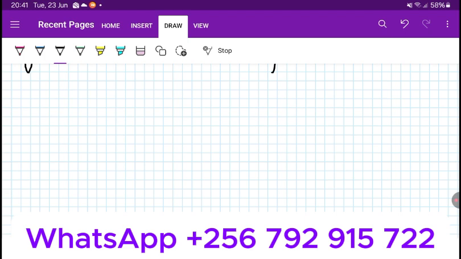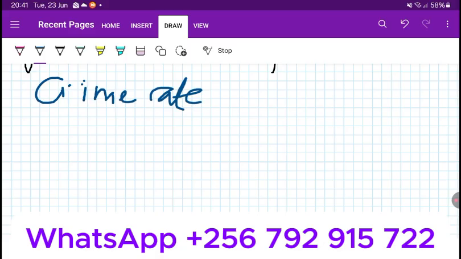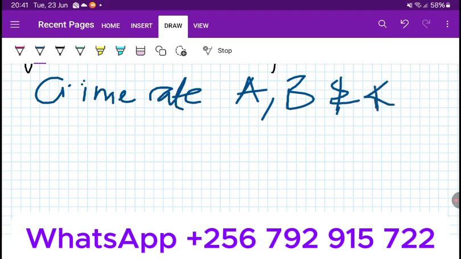So we are basically looking at information in regards to crime rates. We are going to be basing on the crime rates for the cities, and they have given us cities A, B, and K. Of course, this is a hypothetical question, meaning it doesn't have a source. We just hypothetically create it, or someone may ask where you got the information for the crime rates. Of course, you can get it, but this is a hypothetical question.